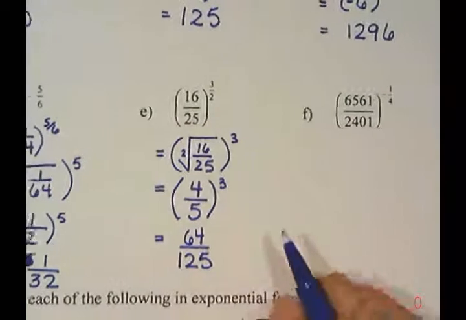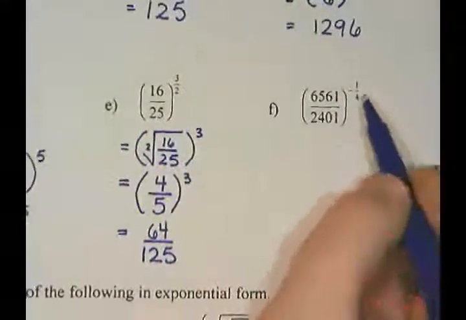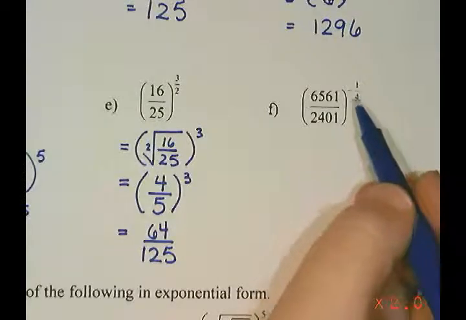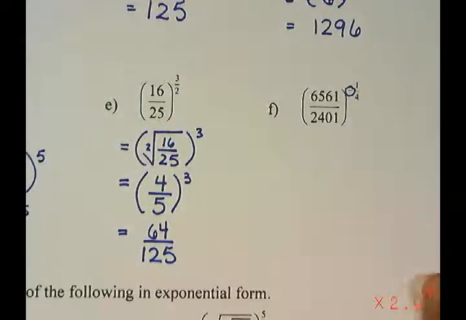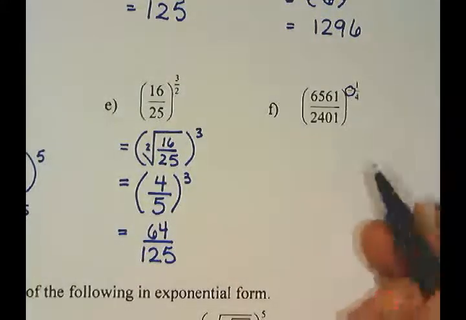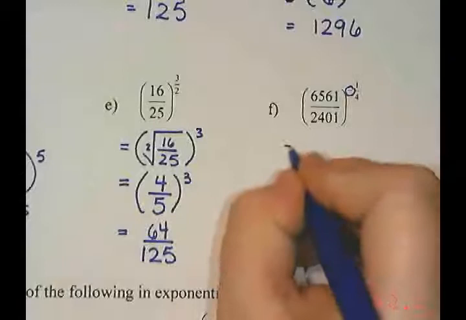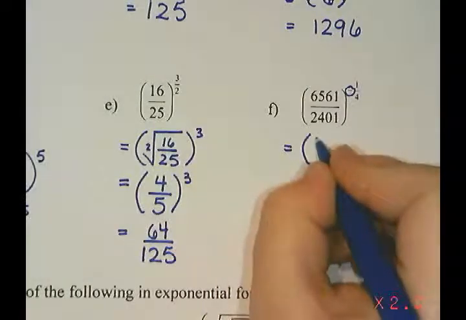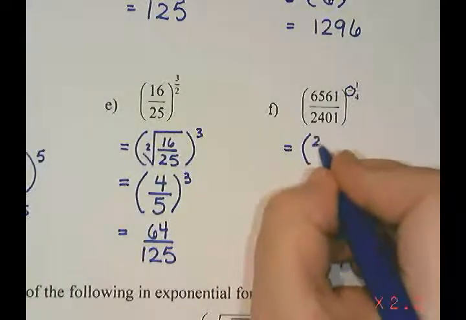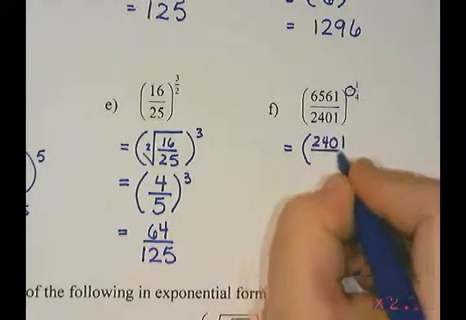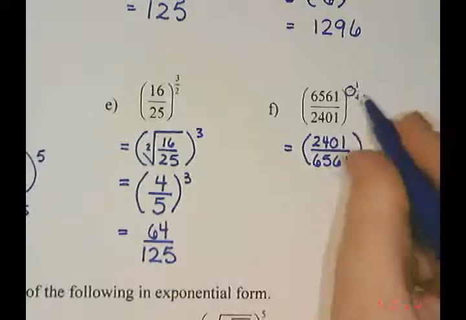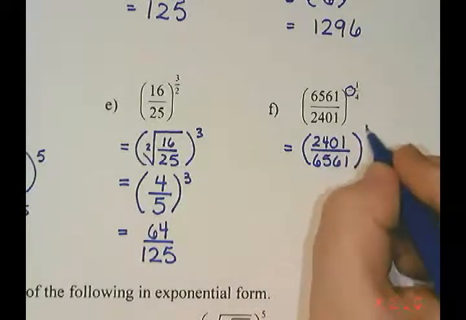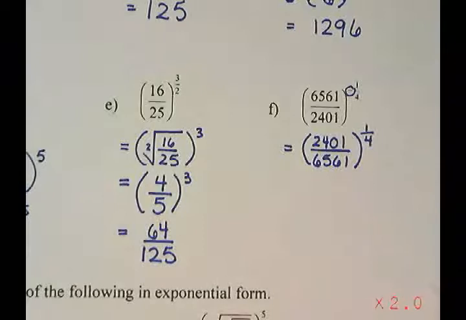Now the last one has a fractional base, a fractional exponent, and a negative exponent. So the first thing I'm going to do is deal with the negative. The negative exponent makes a fraction. It has a flipping over action. So what it's going to do is flip over my base and make it 2,401 over 6,561. It does not flip the exponent, but it does, however, make it positive when I do the flipping.